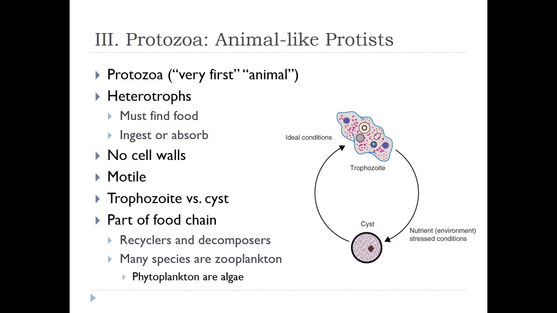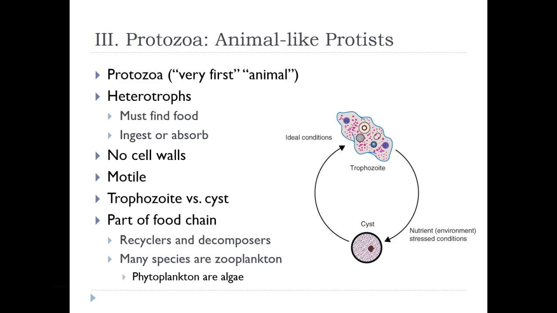These are heterotrophs, so they have to actually ingest their food. They have to find their food, and then ingest it or absorb it across their cell membrane. I'm sorry, not their cell wall, their cell membrane, because they do not have cell walls. These organisms are also usually motile in some form. Motile means they can get around on their own. Sometimes they have to get around by passing from one host to another as well.